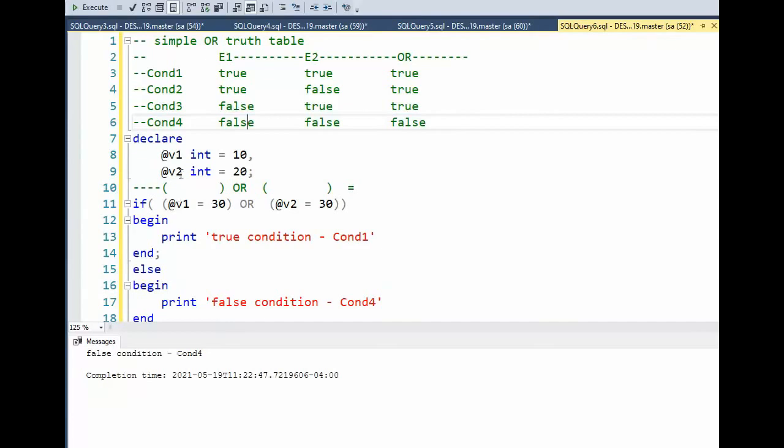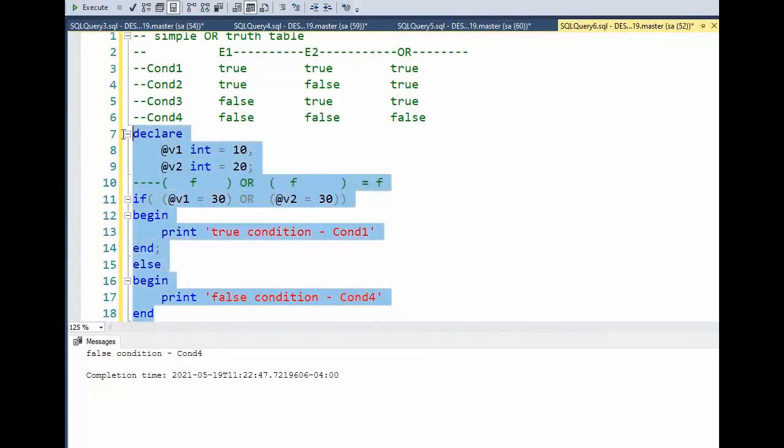And notice here we have a V1 at 10, a V2 at 20. I'm saying, is V1 30? False. Is V2 30? That's false. So a false and a false is false. So that will enter this area.